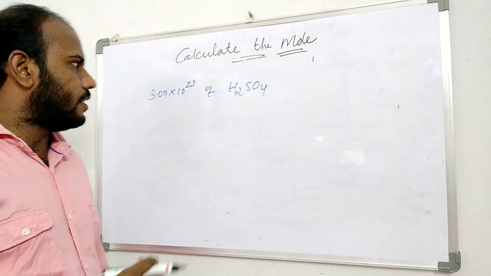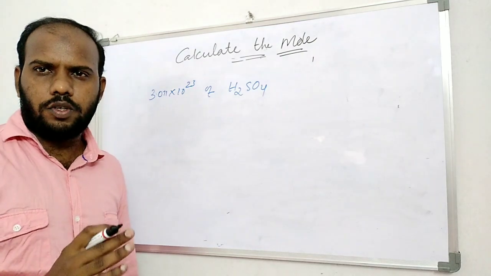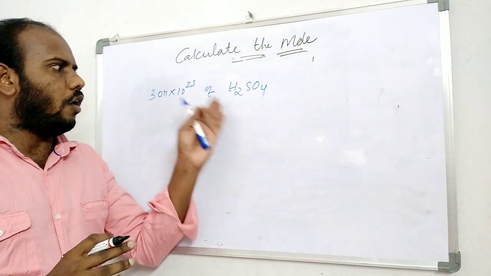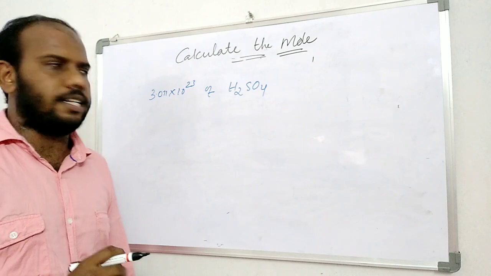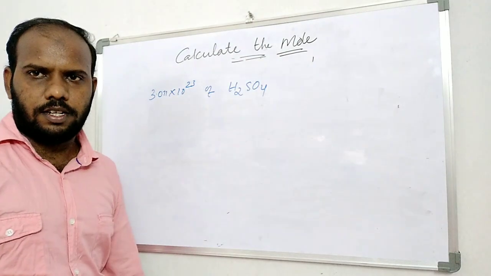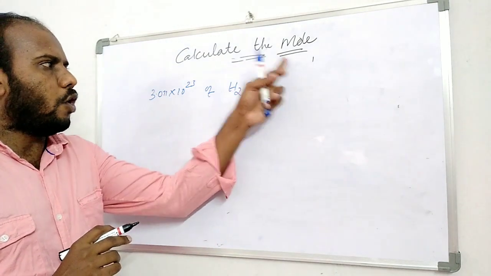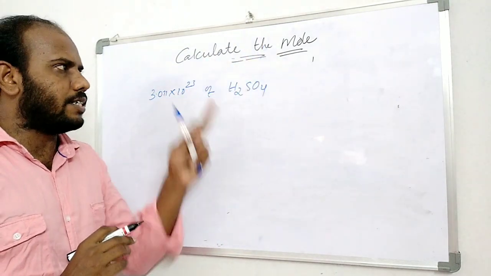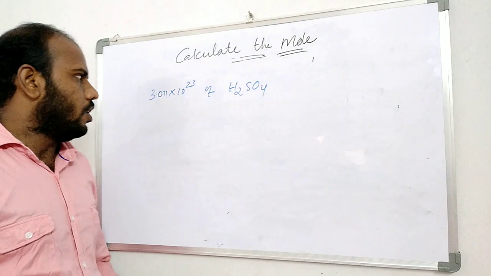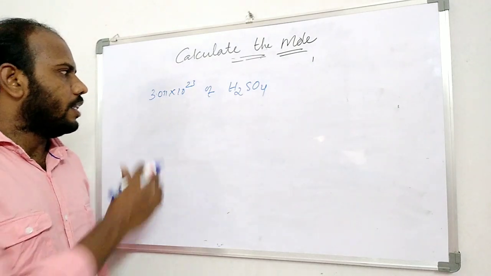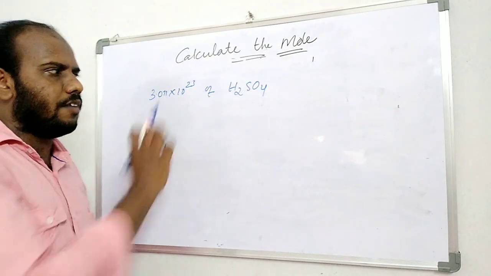Okay, the question here is 3.011 into 10 to the power of 23 particles of sulfuric acid. Calculate the mole. Okay or not? So what is the first step? Find out the relation. What is the relation? Mole particle relation. Got it, children? Okay. So the particle, we know the standard particle of the sulfuric acid.